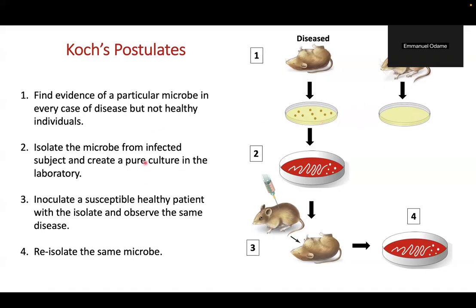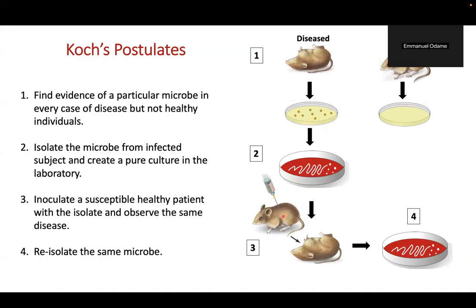So now let's move to step two. You isolate microbes from the infected subject and create a pure culture in the laboratory. Now that we have these microbes grown from both subjects, we will take microbes from the disease and try to create a pure culture, basically. And then the third part is you try and inoculate a susceptible, healthy patient with some of the isolated microbes that we've already done here. So we take some of the microbe and inject it into a healthy animal.